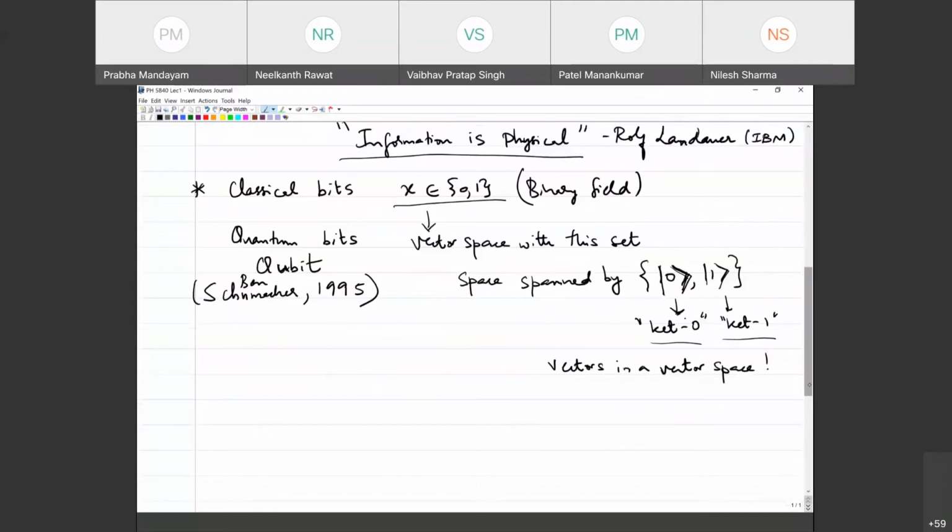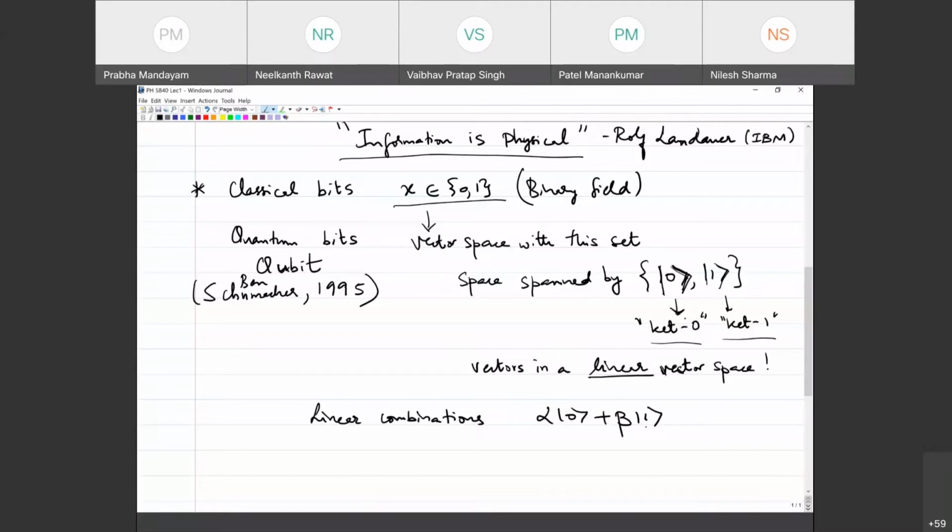So what does that entail? If I have two vectors in a vector space, then I know that any linear combination, so let me be precise and say that these are vectors in a linear vector space, which is important. The linearity is very crucial for us. So I can now take linear combinations of the form alpha 0 plus beta 1.